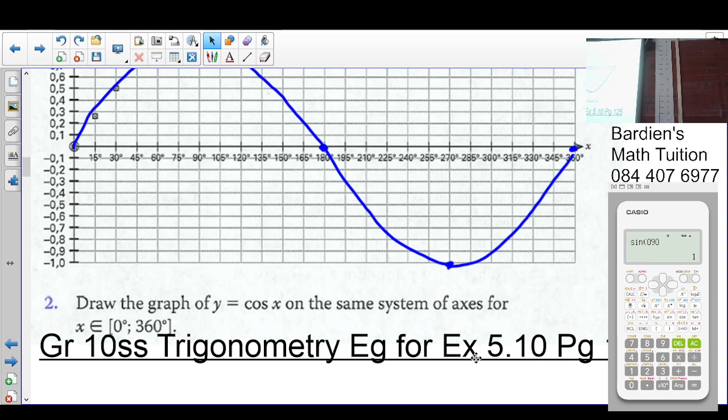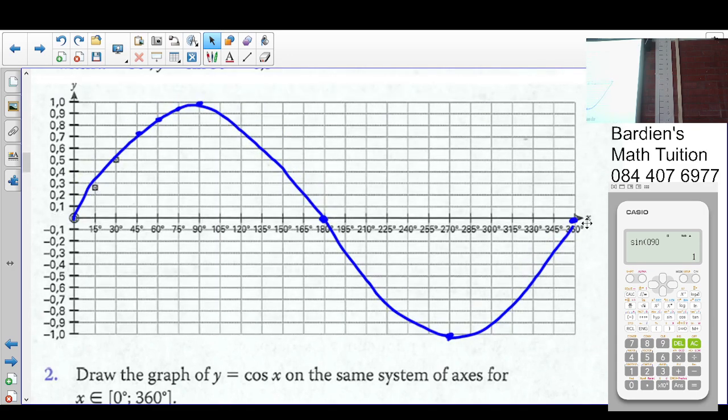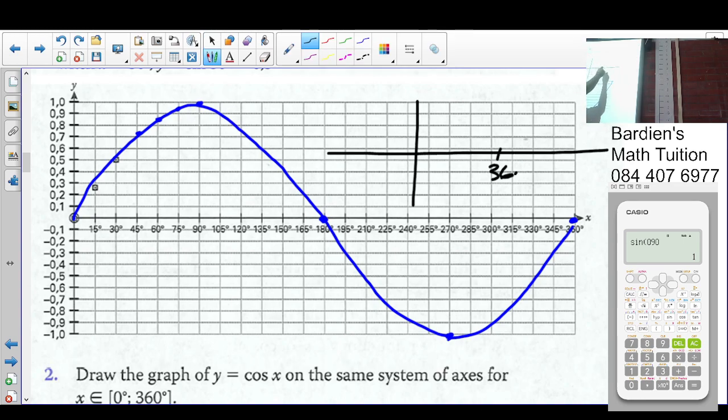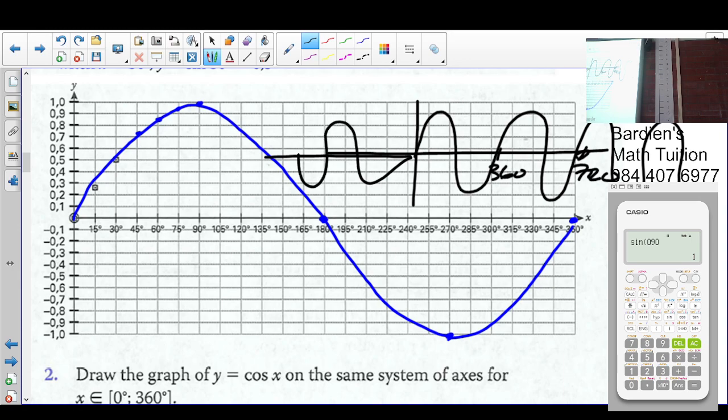For x an element of 0 to 360. People, if it says an element of 0 to 360, it means it starts at 0 and ends at 360. If I must say sine of 375, you will see that the graph will repeat itself again. If I extend this graph a bit, and I put 360 here and 720 here, you will see that this graph will do that, and again, and again, and again. It will go on forever into the positive direction, and on forever into the negative direction as well.